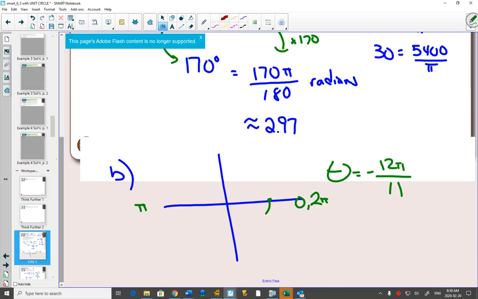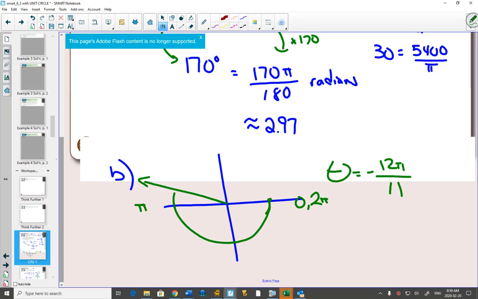If we are going negative 12 pi over 11, can you see that your fraction is a little bit more than 1, 12 over 11? So this would go negative 1 pi, and I need to go negative 12 over 11, which is a little bit more than 1. I'll need to go probably about this much more.